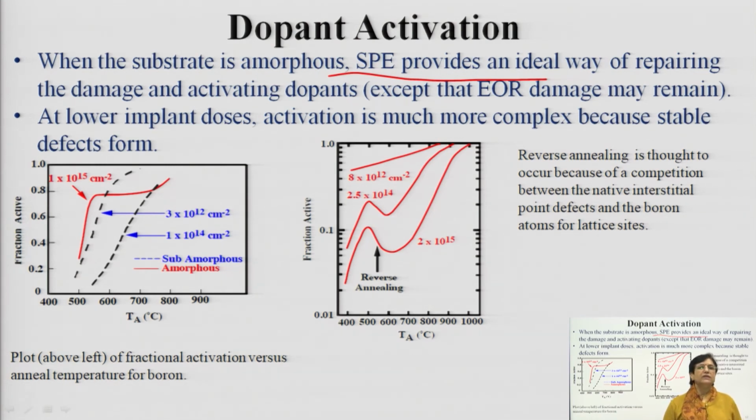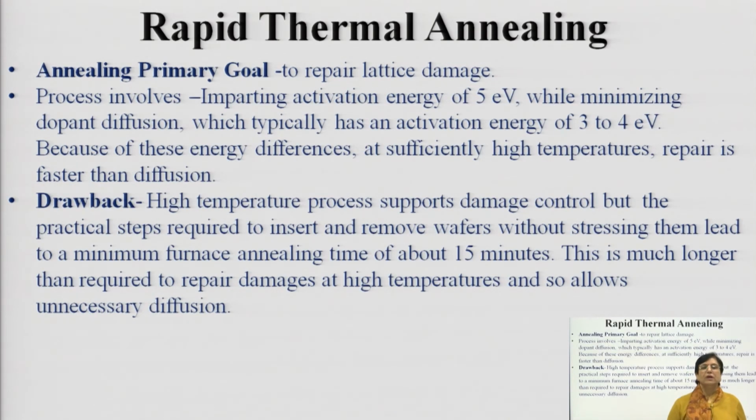At lower implant doses, activation is much more complex, because stable defects are formed, and whatever defects are formed are stable in nature. So, they have very little energy. If it is high energy, you can dislodge them very easily, but for low energy defects, it is very difficult. So, you need to take extra precaution and try to stop them, and therefore you need to go for annealing. Now, what is this annealing?